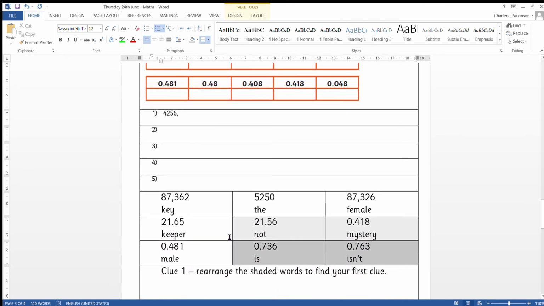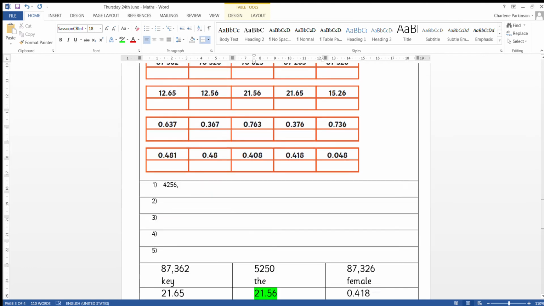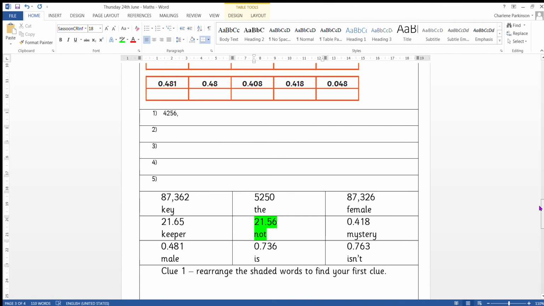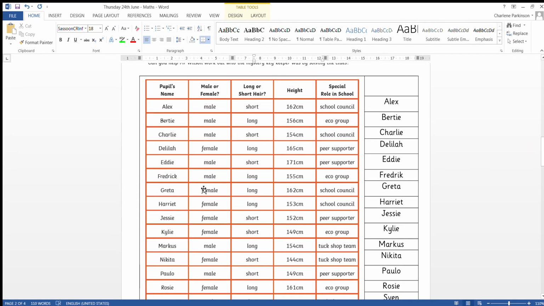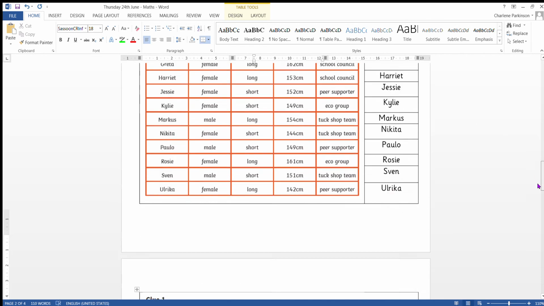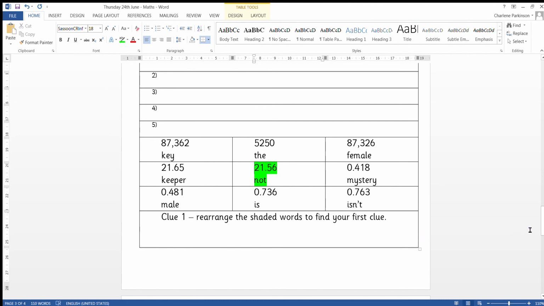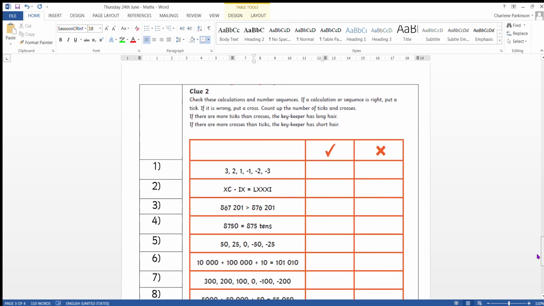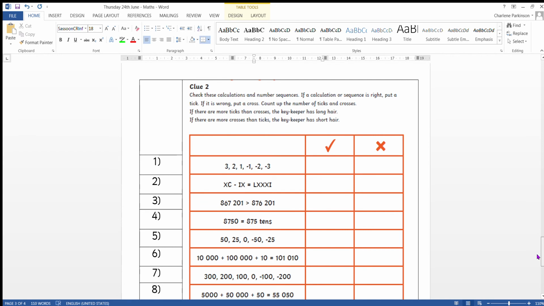Then all your answers are here. So if your answer is not on here, you have gone wrong somewhere. So then if you think that's the answer, highlight it, and then you'll have to rearrange all the shaded words to find your first clue. Now, the other one went in order, it went from here to here to here. So the first one might be telling you whether they are male or female, whether they are a girl or a boy, okay?